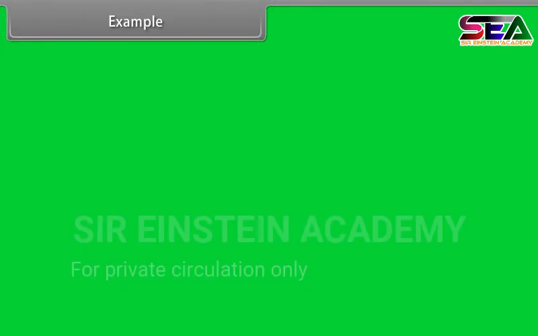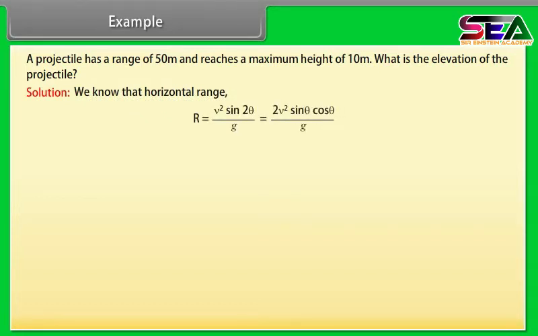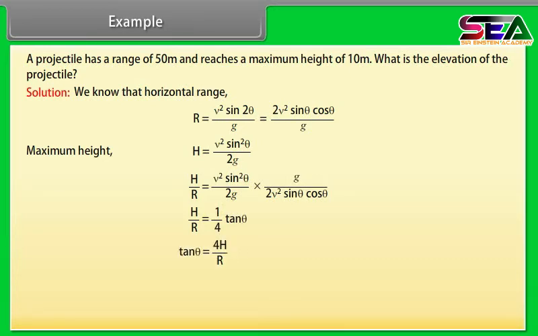Example. Let's take an example of projectile motion. A projectile has a range of 50 meter and reaches a maximum height of 10 meter. What is the elevation of the projectile? Let's see the solution. We know that horizontal range is equal to v squared times sin 2 theta divided by g. We derive the relation between height and range, given by h upon r is equal to 1 by 4 tan theta. On calculating this equation, we get the value of theta equal to 38.66 degrees.